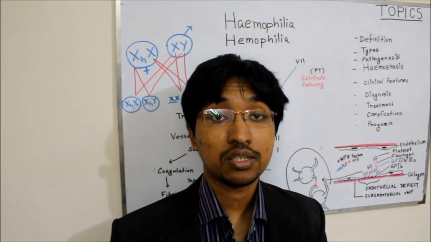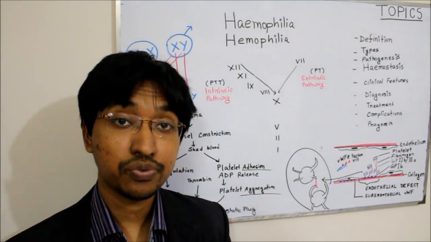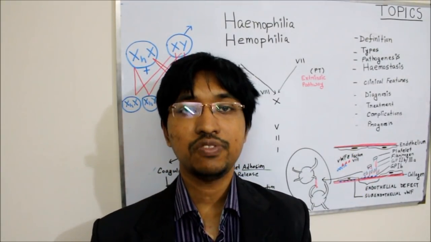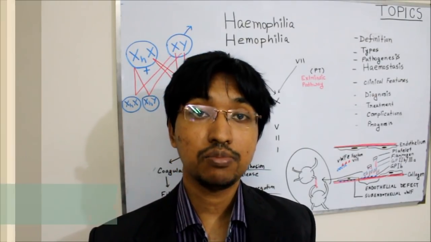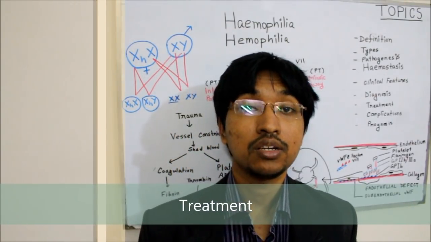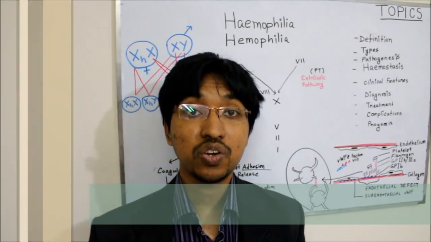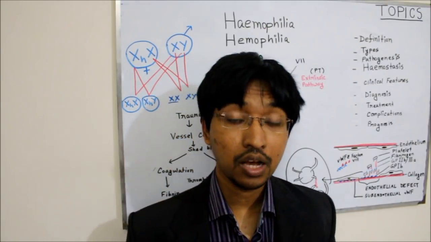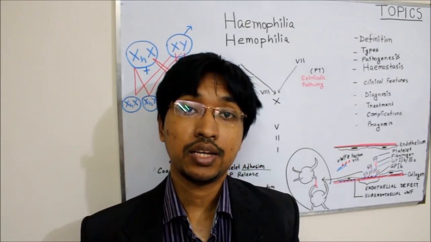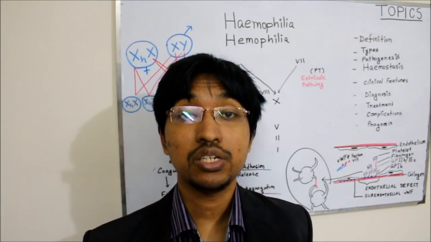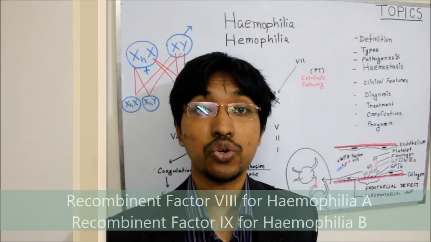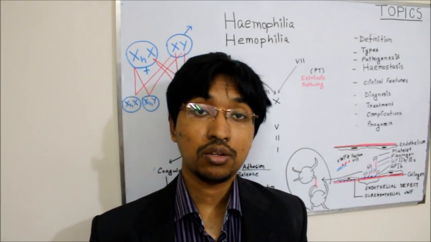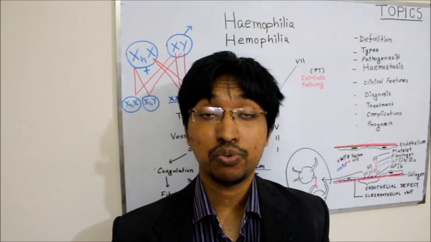Now that we have discussed the laboratory diagnosis of hemophilia briefly, we will move on and discuss the treatment of hemophilia. If the patient has mild hemophilia, then we can treat that with desmopressin acetate. This drug increases the release of factor 8 from its storage site. However, if the patient has severe hemophilia, then we have to infuse recombinant factor 8 to treat the patient. So that is in short about the treatment of hemophilia.